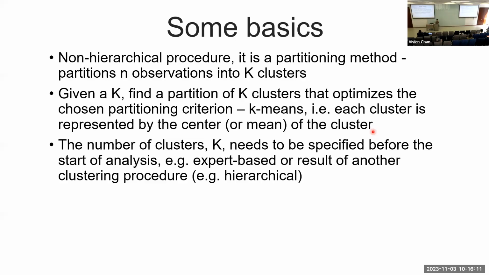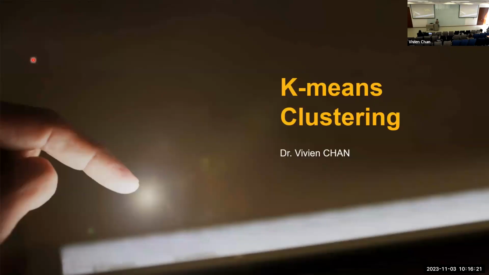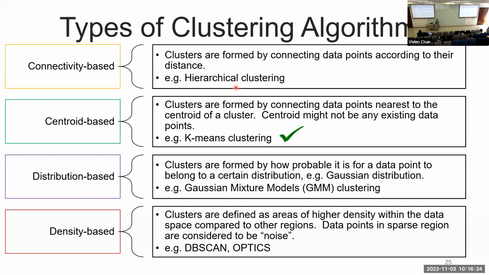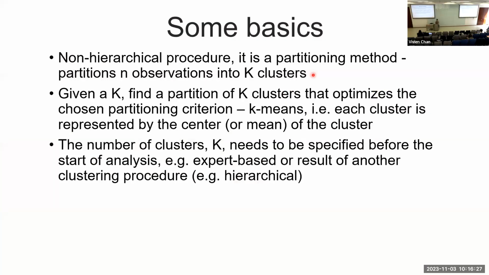So k-means clustering is what we call a non-hierarchical procedure, because as I mentioned before, there is also hierarchical clustering. The idea of k-means clustering is that you try to partition the data points based on the centroid. The centroid is the mean of the cluster, actually. So depending on the centroid, you will assign the data point to the cluster.